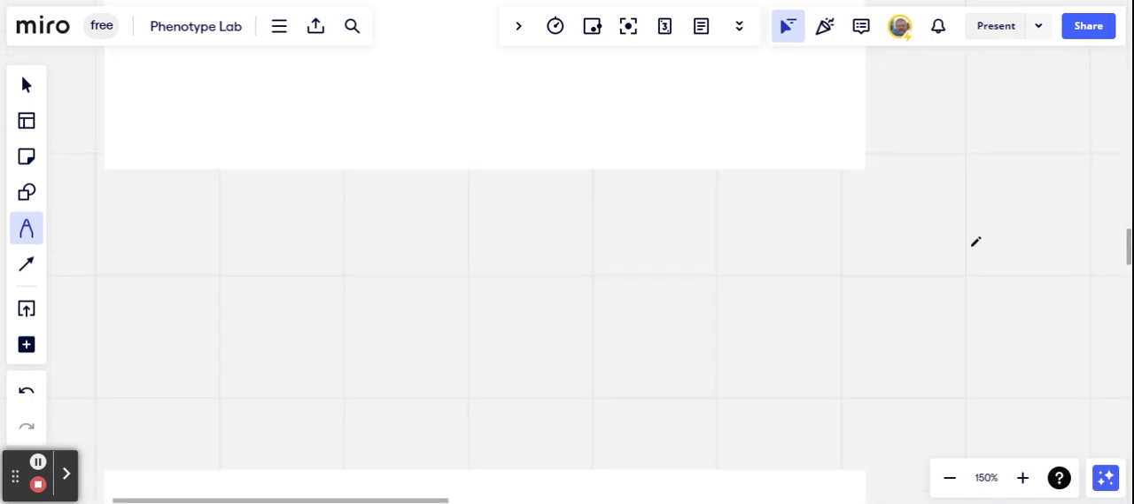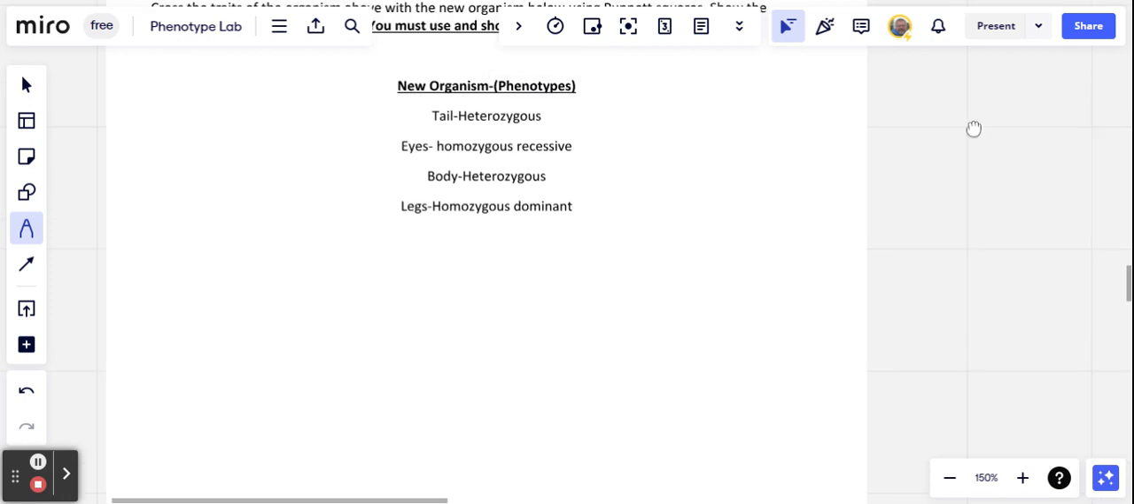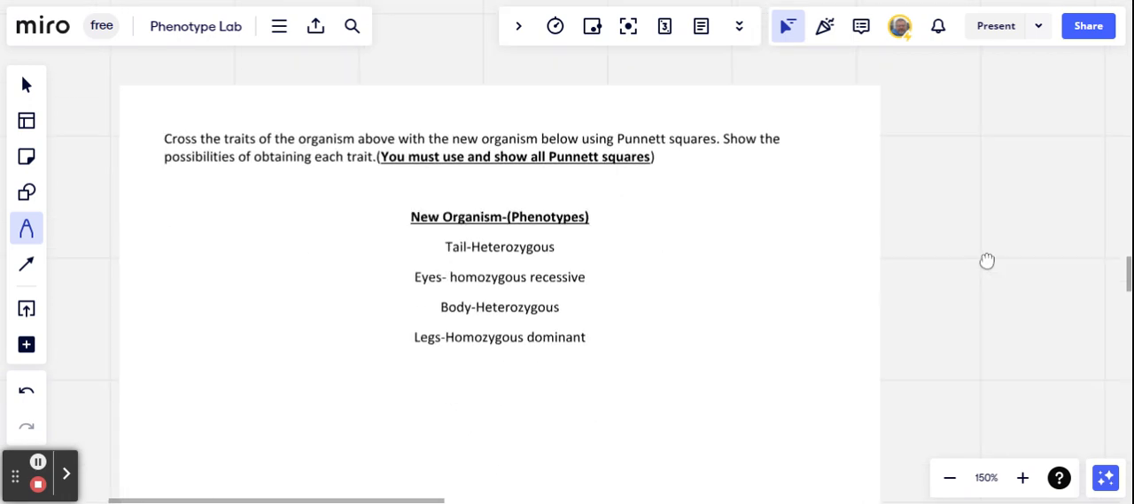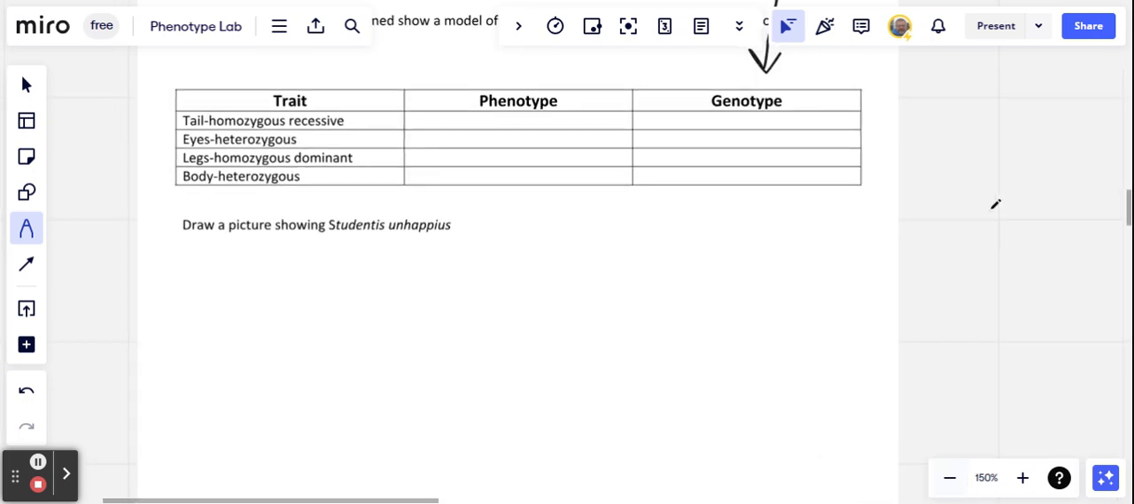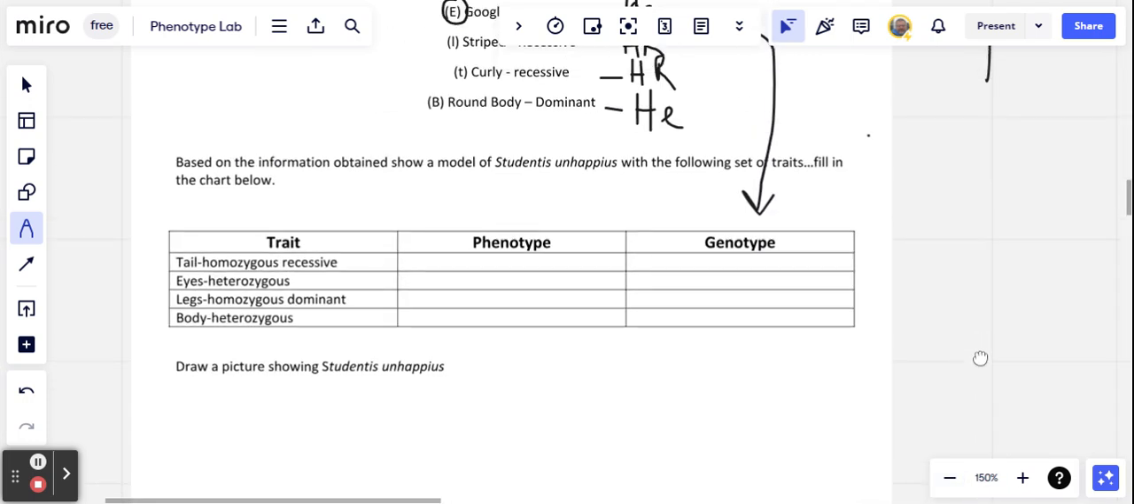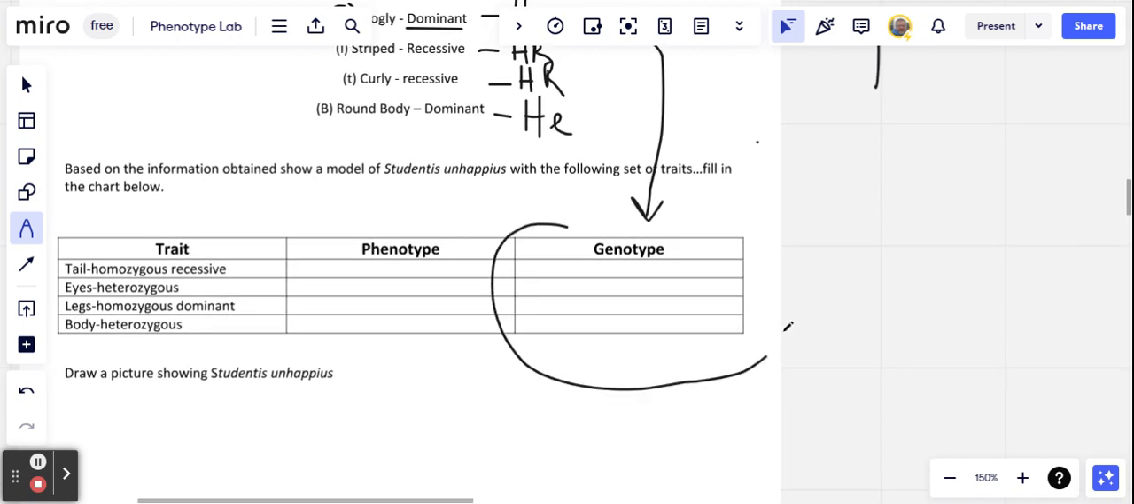And then we're going to answer a few questions. Okay, and then you're going to cross it. You're then going to cross the traits of this thing right here. You're going to write all these traits, right? And then you're going to take this genotype, because that's really the thing that helps you figure things out, is what alleles it has. So you're going to take these of the one you have, and you're going to cross it with another one.